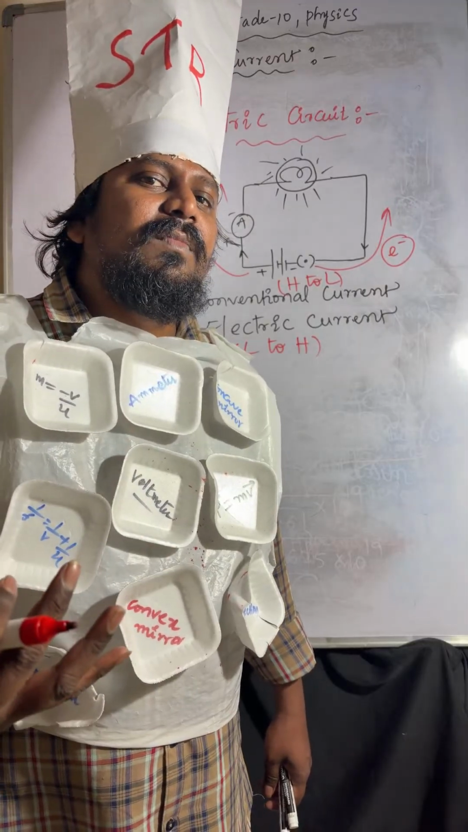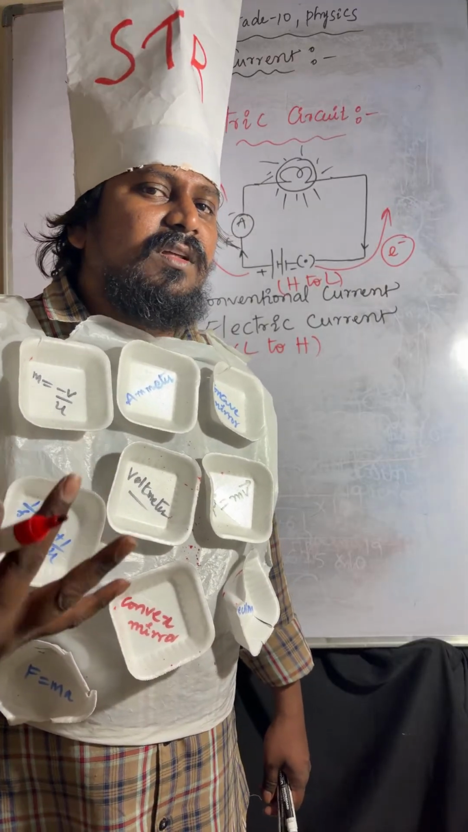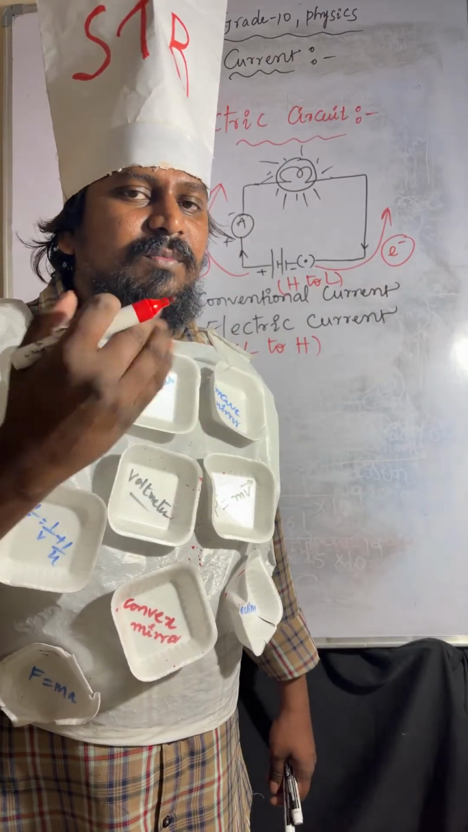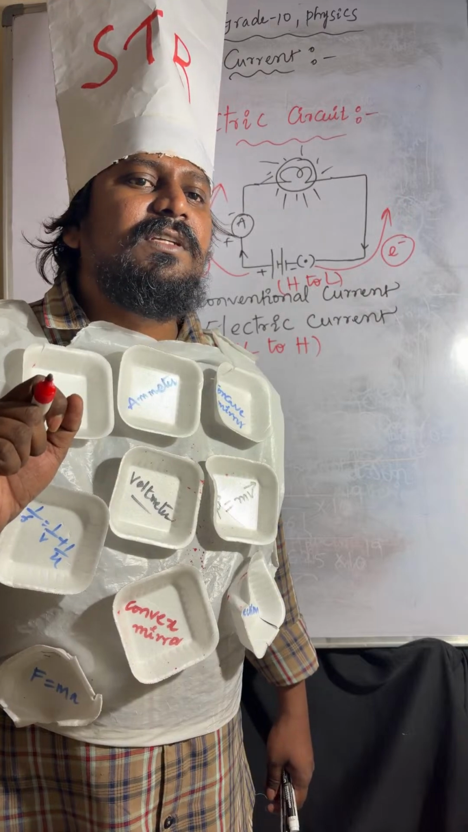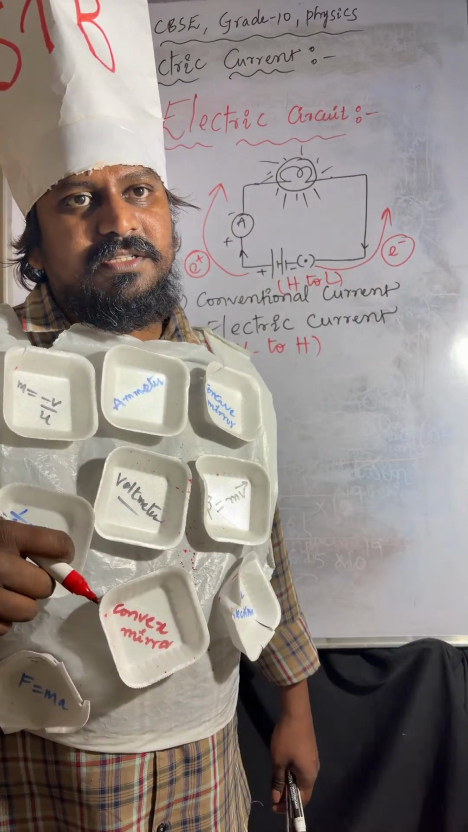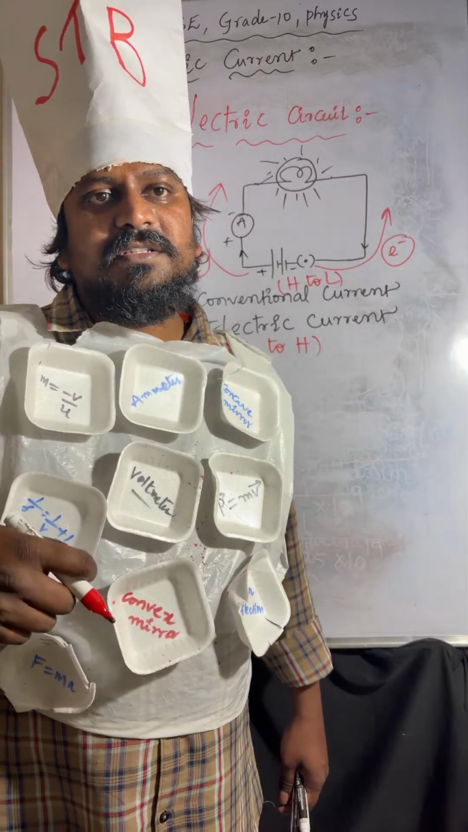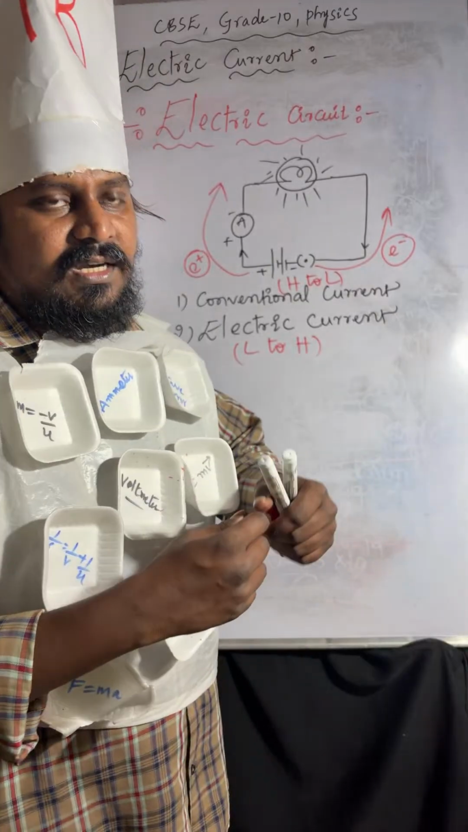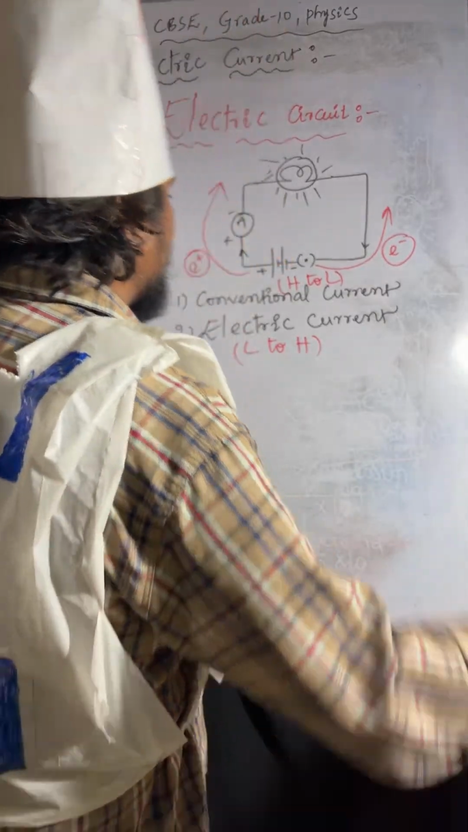Electrons will move from low potential to high potential. Positive charges are moving from high potential to low potential. That is conventional current and electric current, right? Yes.